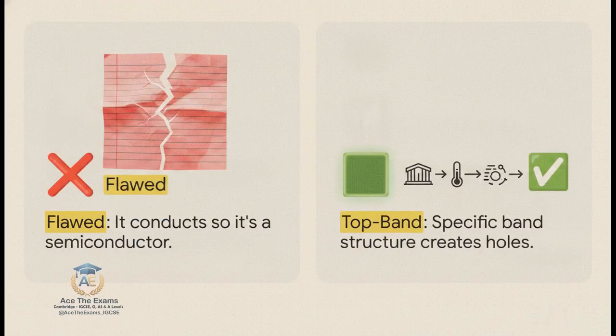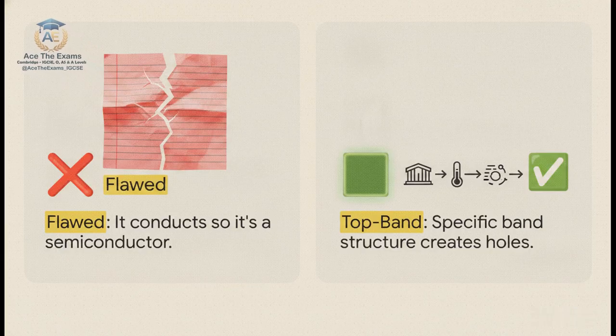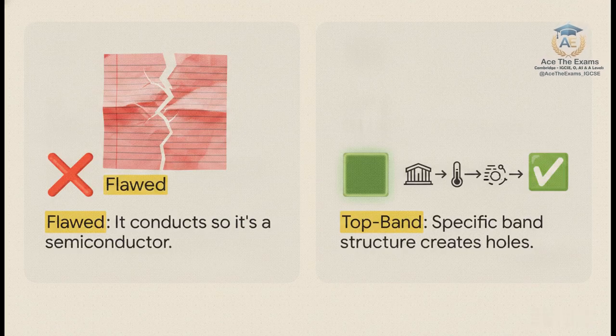Let's transform that average sentence into an A-grade sentence using our layered framework. Compare that flawed answer we just looked at with our top band correction. Specific band structure allows thermal excitation at standard temperature to create holes, yielding usable conductivity. Do you see the difference there? We included the structure, we included the constraint of standard temperature, the mechanism of creating holes, and finally the observable effect. That right there is exactly how you secure full marks.